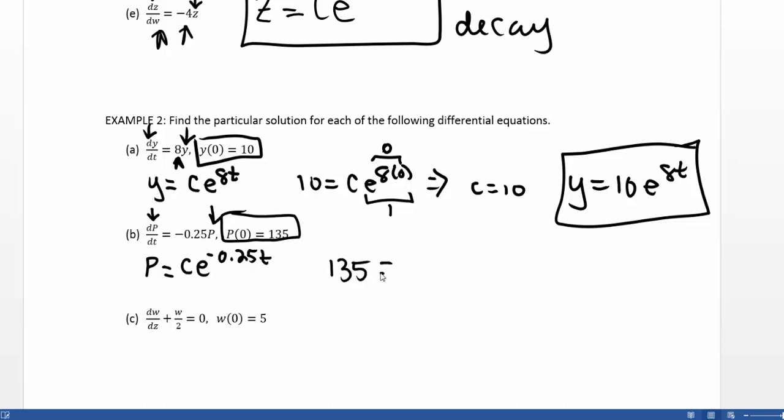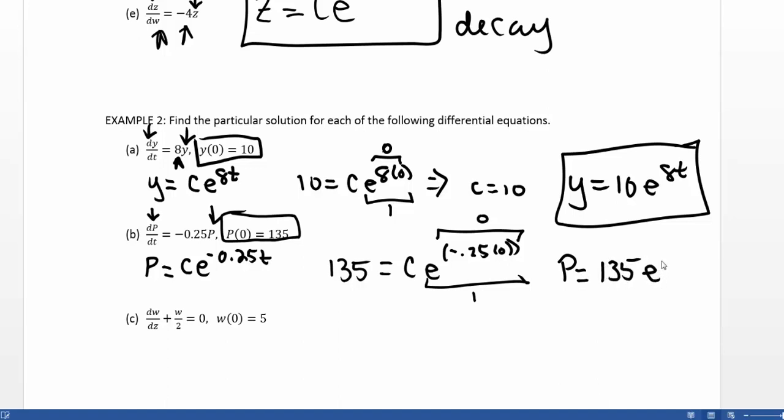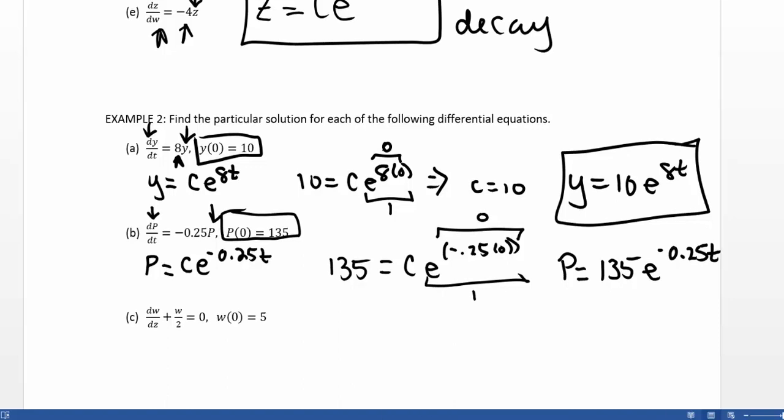So 135 equals CE to the negative 0.25 times 0. So we know that the exponent is 0 and e to the 0 is 1. So that tells me that C equals 135. So my particular solution is P equals 135 e to the negative 0.25 t. Let's look at part C. dw dz plus w over 2 equals 0.